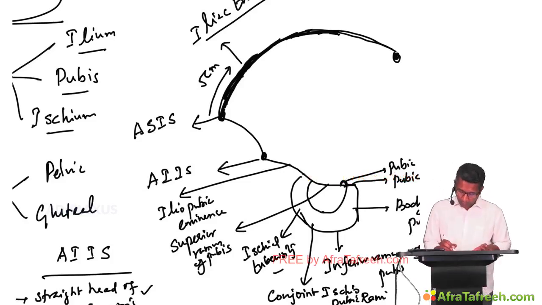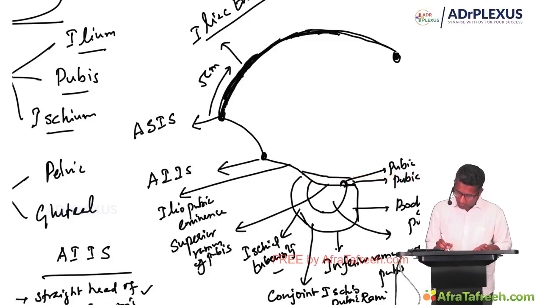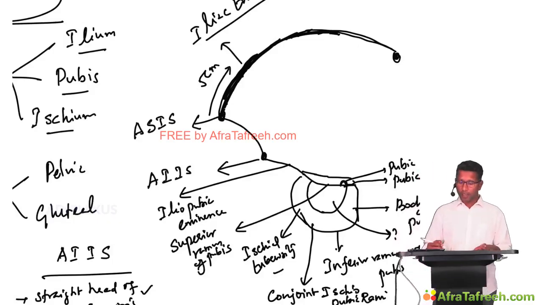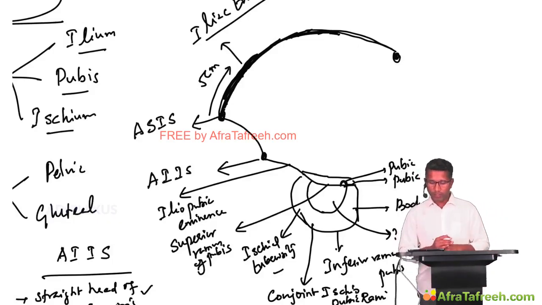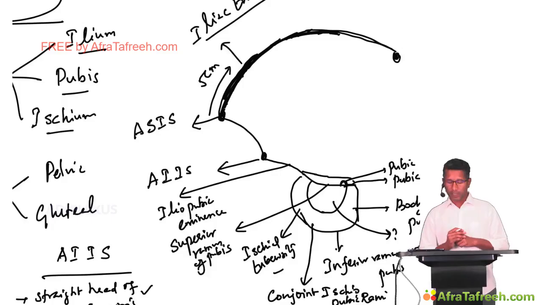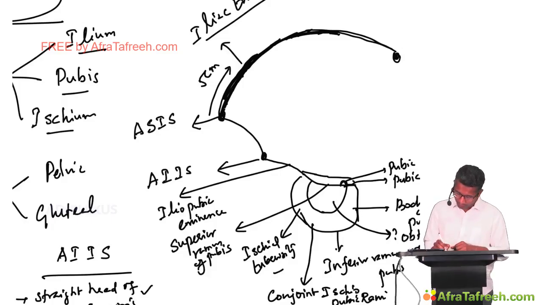Okay, now you get a foramen here. Can anybody tell me what this foramen is called? You get a foramen below the superior ramus of the pubis, and what is that foramen called? Yes, good morning, guys. Yes, Mugundan, very good. It is the obturator foramen. Excellent, guys.